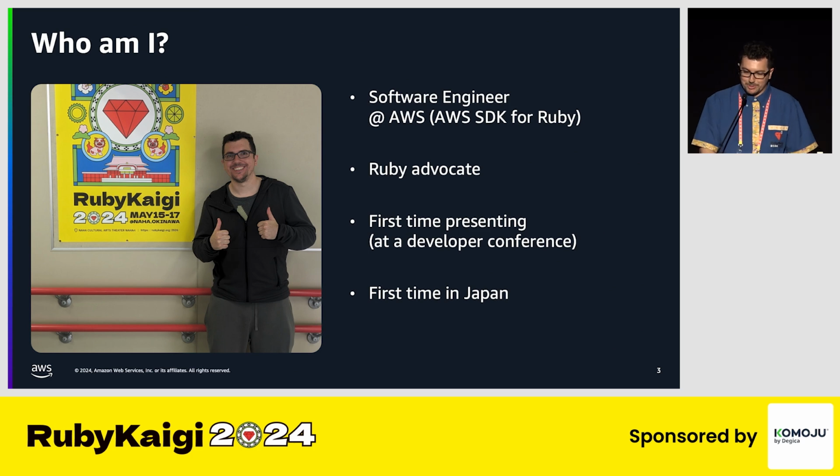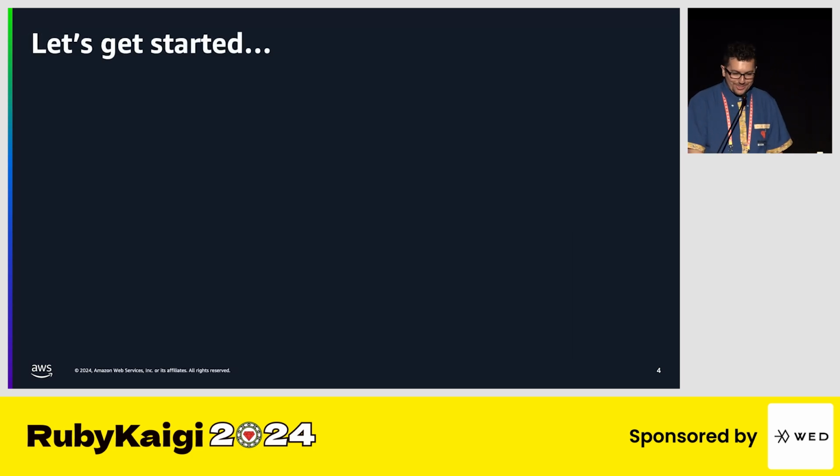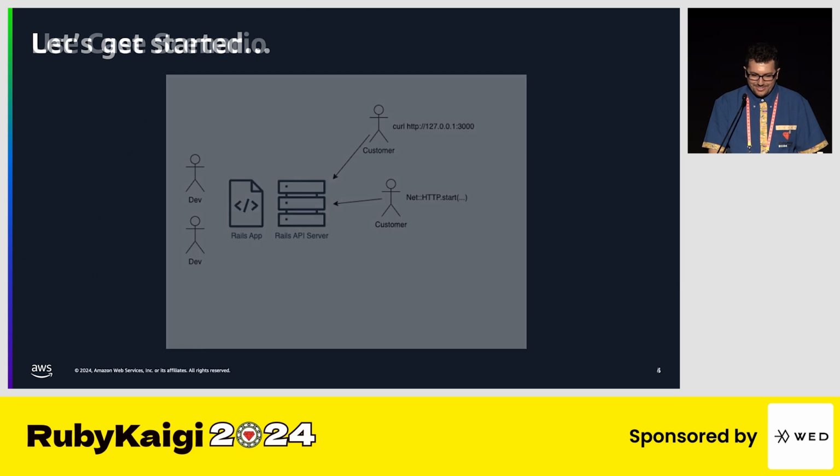As I mentioned before, my name is Matt. I'm a software engineer at AWS working on the AWS SDK for Ruby team. If you've ever opened up an issue in AWS SDK Ruby on GitHub, you've probably interacted with me. I'm a Ruby advocate in our company. This is my first time professionally presenting, and it is my first time in Japan, so please go easy on me if I make a mistake. So without further ado, let's get right into it.